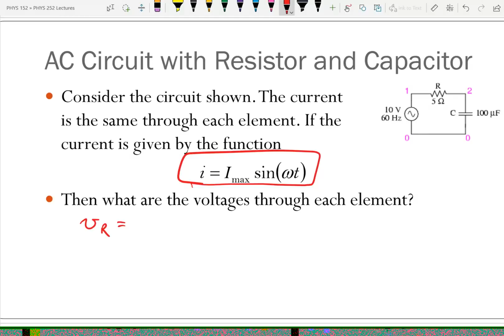By definition, V is equal to IR. And so that would be the I, which is I max sine of omega t. What's the difference between little i and big I? Little i is current that is changing. Capital I is a constant. So I max is a constant value, because it's the maximum that's reached, whereas little i is the current that's changing in time.